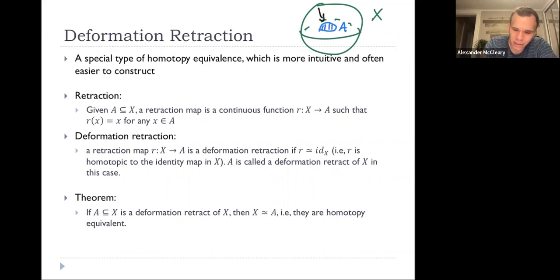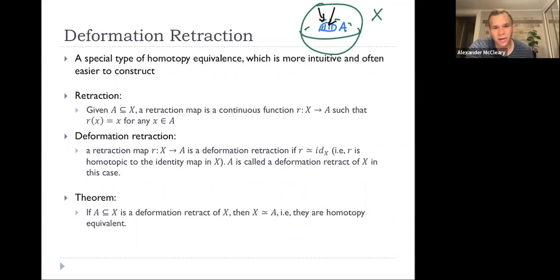we're mapping every point in X to a point in A, but we want it to be such that points in A already are inside X, so they also have to get mapped into A, but we want those to be the identity, right? So we're mapping a point here to a point here, a point here to a point here. We're also mapping points in here into A as well. And we want those to stay the same. So we're mapping this point here to itself, this point here to itself, and so on. That's what a retraction map is.